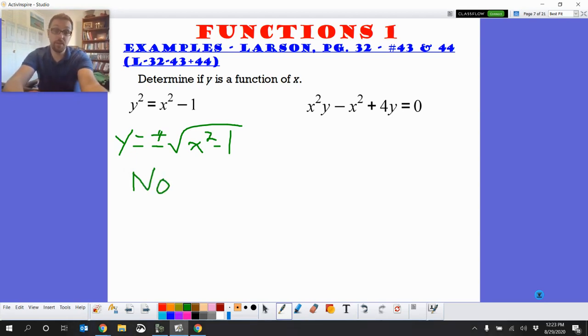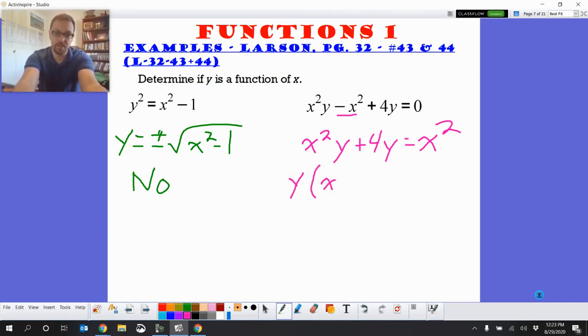In the second one, we still want to try to get y by itself, but it's a little bit more convoluted to solve. So I'm going to get rid of this x squared. It's not doing me any favors. So x squared y plus 4y equals x squared. Now I've got a common factor of y. Ooh, so I could factor that out. So I'm trying to get all the y's together in a sense. So y times (x squared plus 4) equals x squared.